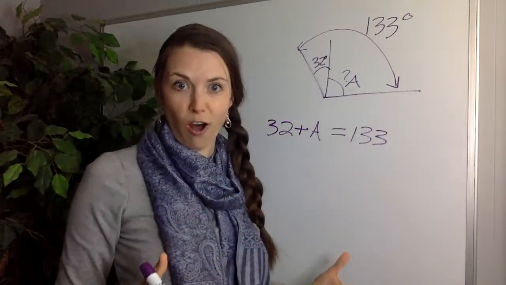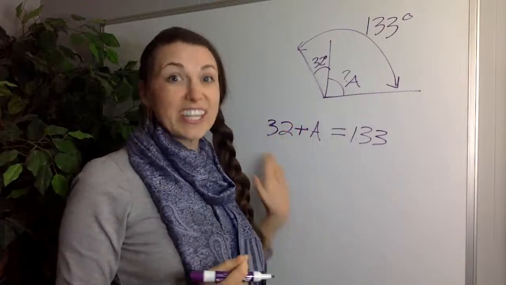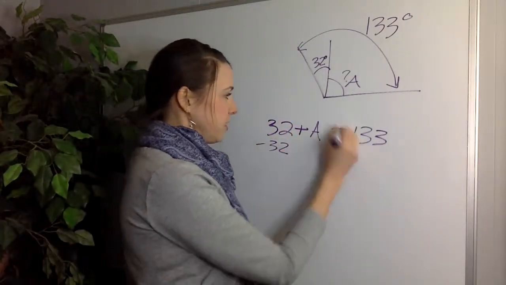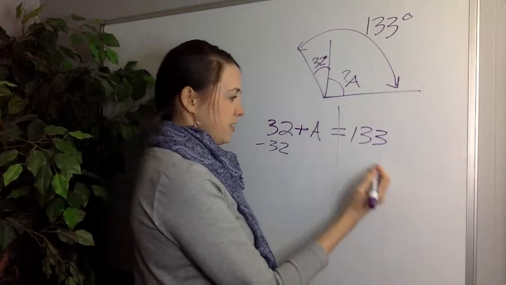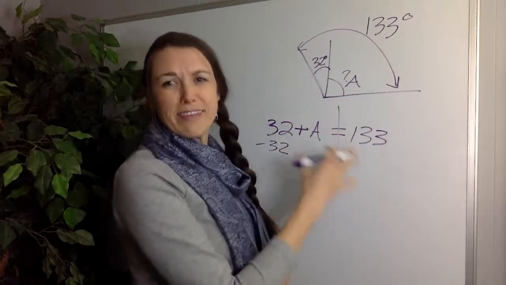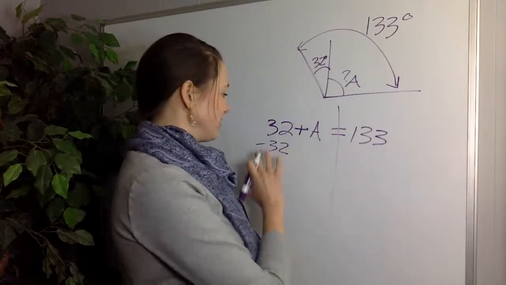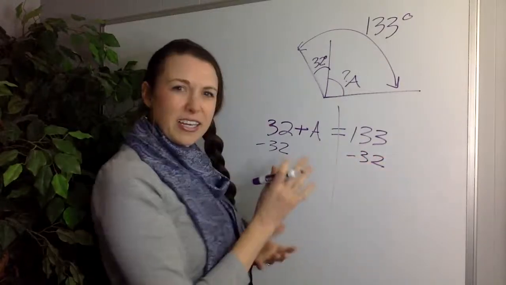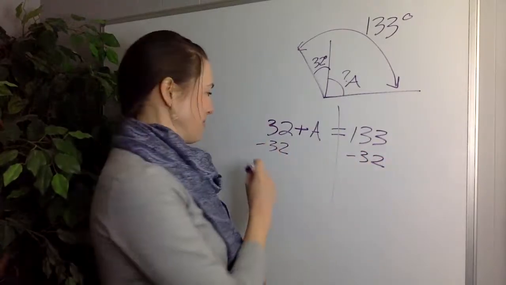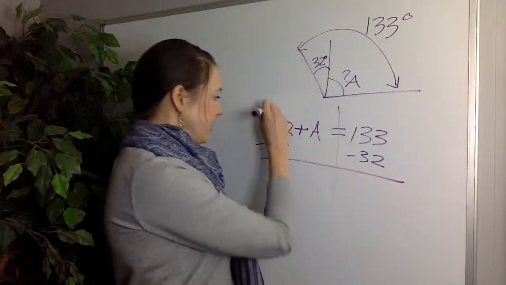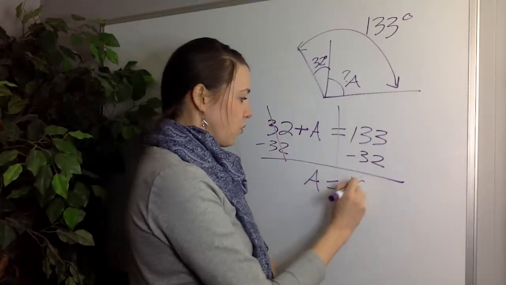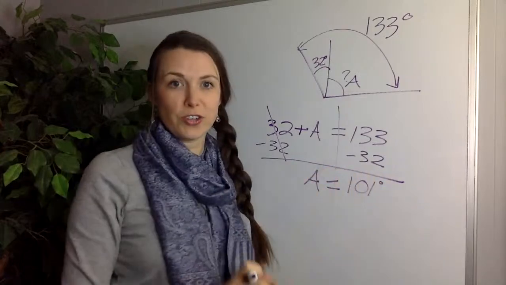So how do we solve? We're going to subtract 32 from both sides, right? So subtract 32 over here. Sometimes I like to draw a line. So I remember what I do on one side, I've got to do on the other side, right? So minus 32, minus 32. Minus and subtract in my mind mean the same thing. So this cancels out, and I'm left with A equals 101 degrees.